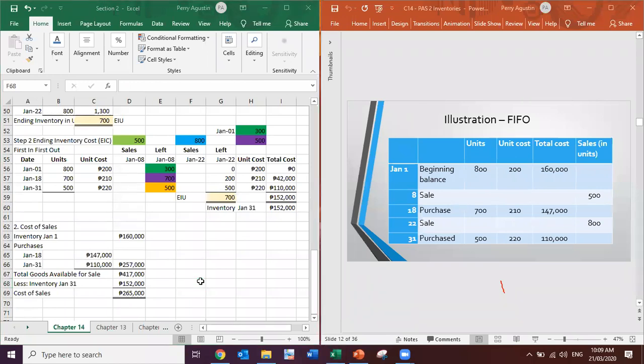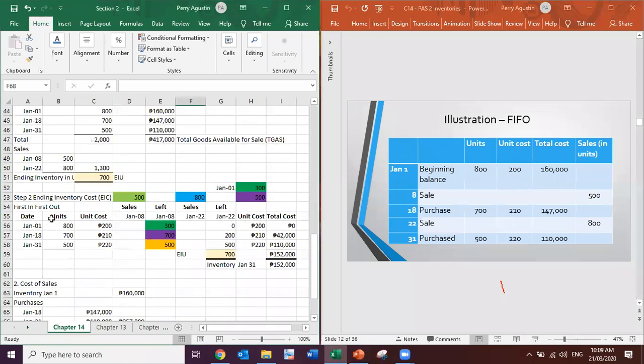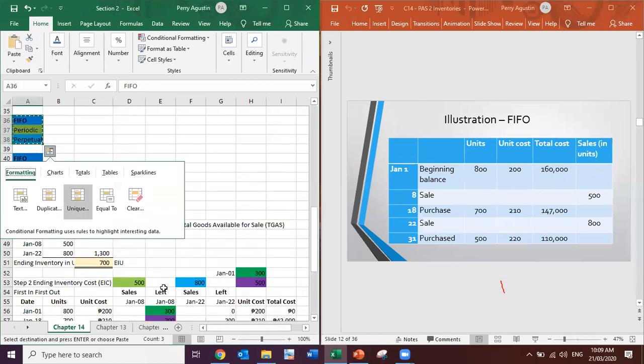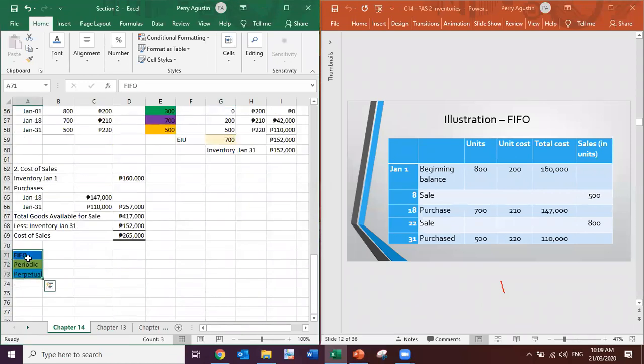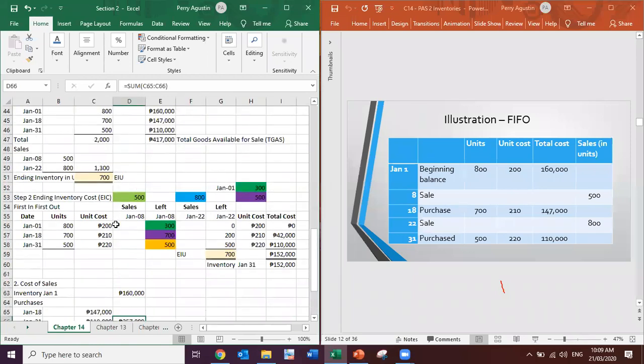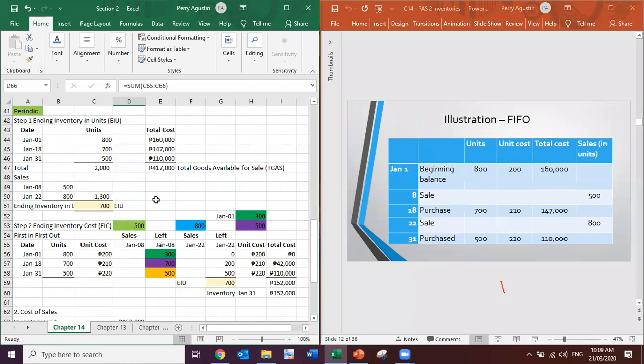There you go. Okay. So now, that is under your periodic method. So let's now compute under your perpetual. So under your perpetual method, we have to maintain a stock card. For our periodic, you just have to simply make an analysis and identify first how much is the ending inventory in units. Then step number 2 is for you to identify how much is the ending inventory at cost.